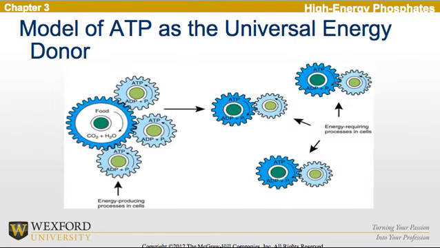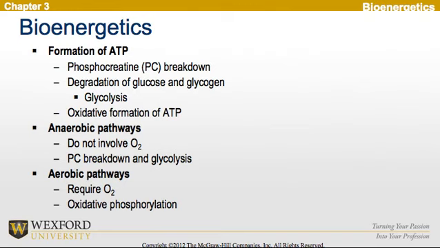Now, the model for ATP as a universal energy donor is also depicted in the diagram below. Energetics: we first want to discuss the formation of ATP. This can happen through phosphocreatine breakdown, the degradation of glucose and glycogen through glycolysis, and the oxidative formation of ATP. Now, through anaerobic pathways, ones that do not involve oxygen, you have PC breakdown and glycolysis. But there are also aerobic pathways which require oxygen, and these are referred to as oxidative phosphorylation.